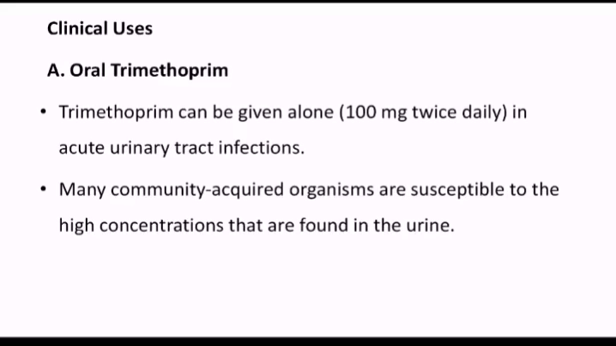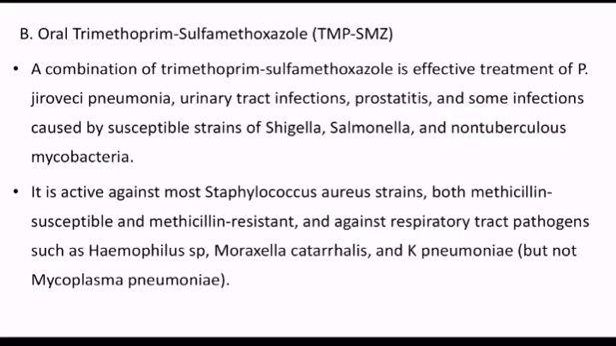Clinical uses: oral trimethoprim can be given alone, 100 mg twice daily, in acute urinary tract infection. Many community-acquired organisms are susceptible to the high concentrations that are found in the urine. The second clinical use is oral trimethoprim-sulfamethoxazole. The combination is effective for treatment of Pneumocystis jirovecii pneumonia, urinary tract infection, prostatitis, and some infections caused by susceptible strains of Shigella, Salmonella, and non-tuberculous mycobacteria.